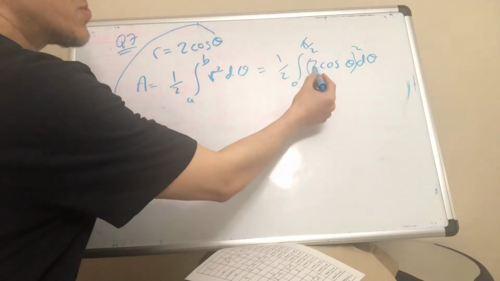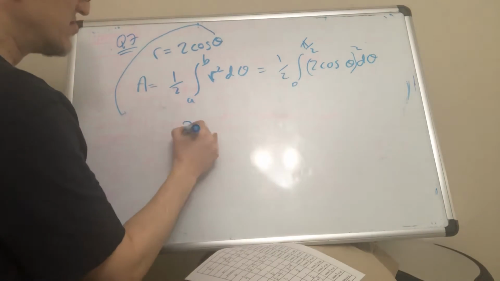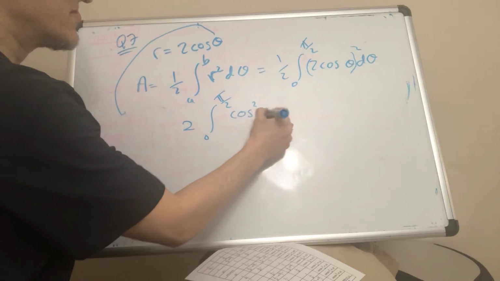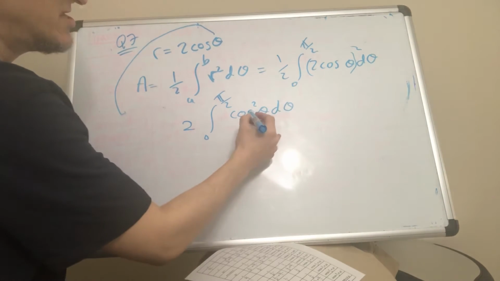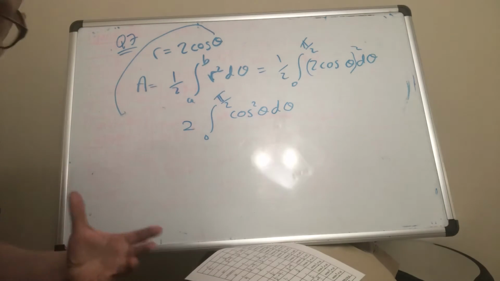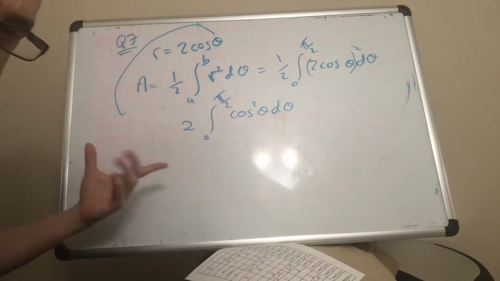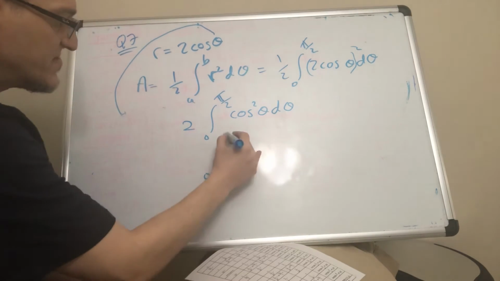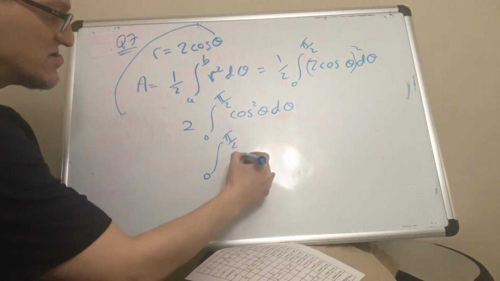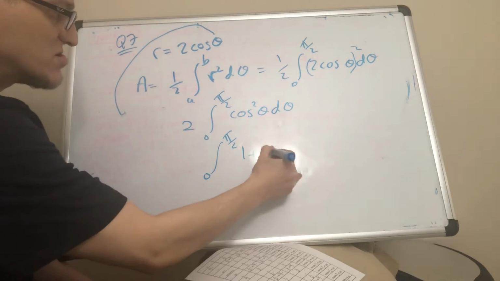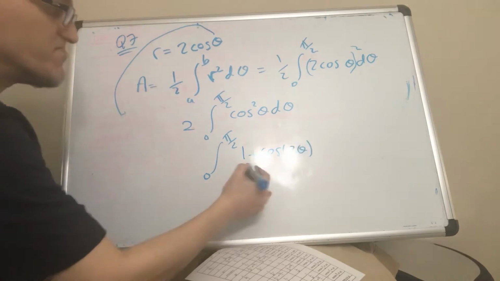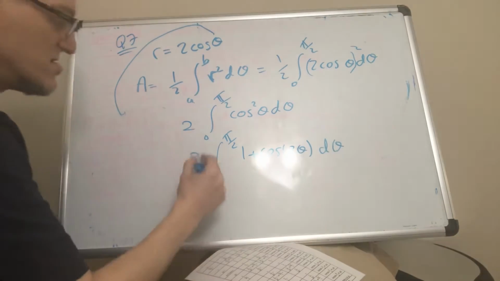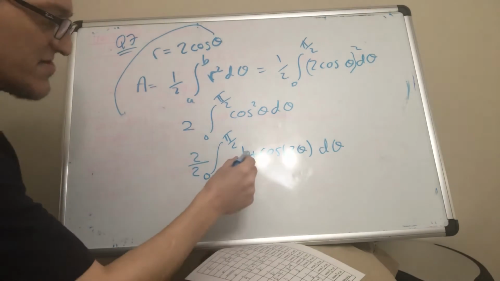Now 2 squared is 4, and half of 4 is 2. And you're left with cosine squared. Here, we have to use what's called the half-angle identity from Cal 2, if you guys remember. The half-angle identity is 1 plus cosine 2 theta over 2. And the 2s cancel each other. Now you integrate.